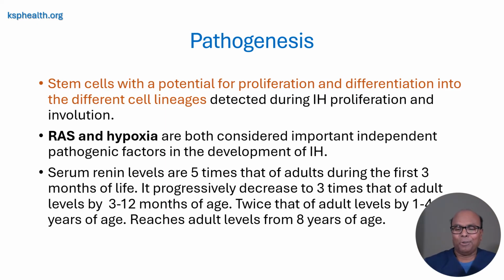It's based on the following information, which is very interesting. The serum renin levels are 5 times that of adults during the first 3 months of life. It progressively decreases to 3 times between 3 to 12 months of age, and 2 times the adult levels between 1 to 4 years of age, and reaches adult levels by 8 years of age.